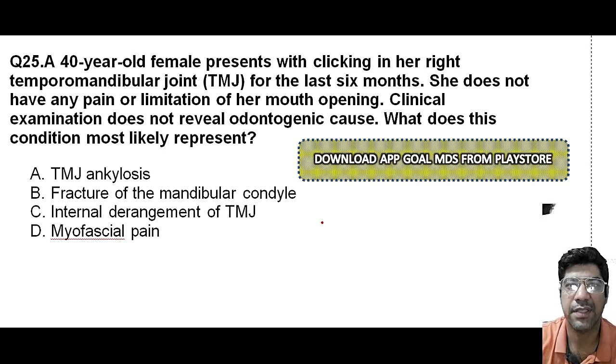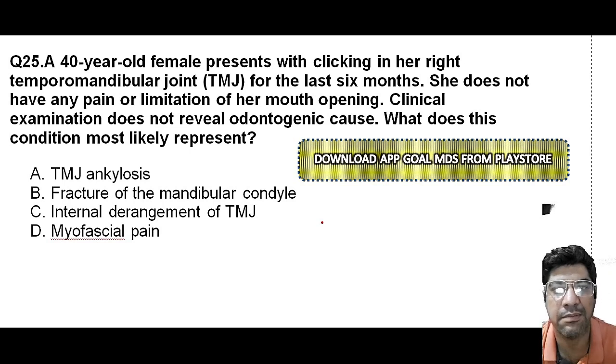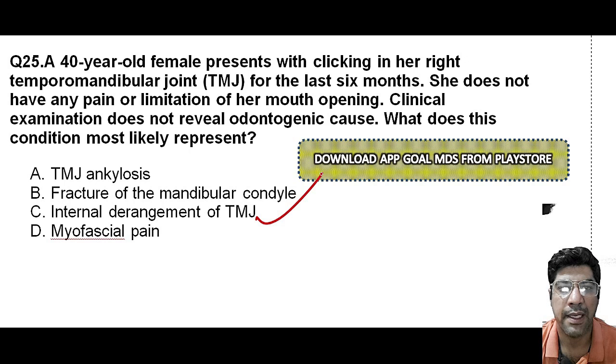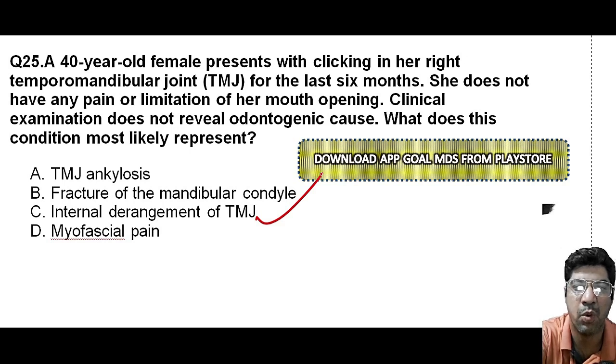A 40-year-old female with clicking in her right TMJ for the last 6 months. She does not have any pain or limitation of her mouth opening. The clinical examination does not reveal an odontogenic cause. What could be the most likely diagnosis? The answer is C, internal derangement of TMJ. The most likely condition here is internal derangement of TMJ.